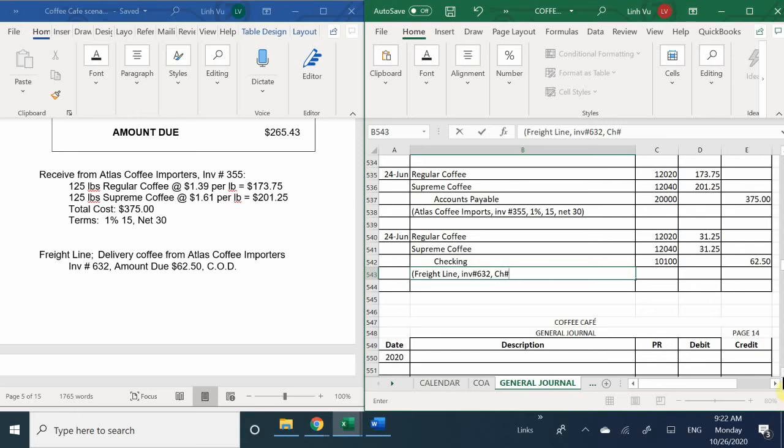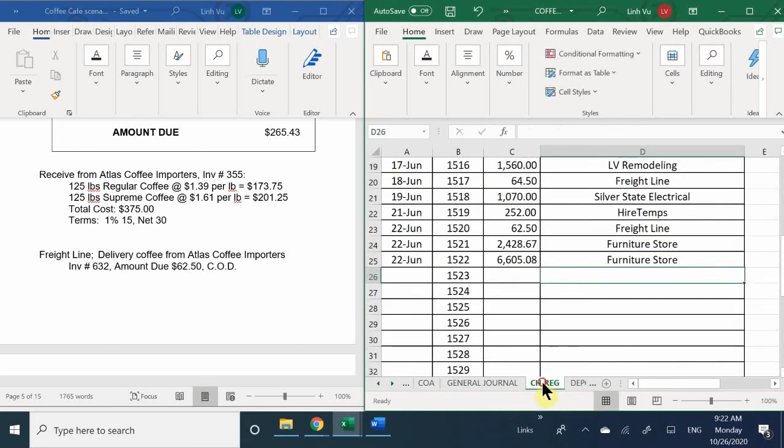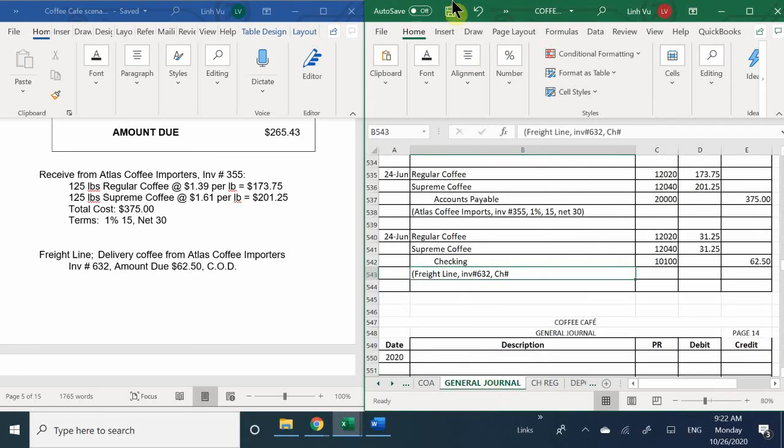What's my check number? 1523. All right. How did you figure that one out? He went immediately to the check register. Check register. Good. So let's go ahead and write my check. What was the amount for? 62.50. To who? Freight line. Okay. Then we could go back to our journal and update 1523.